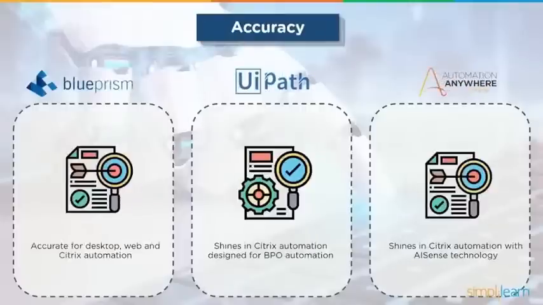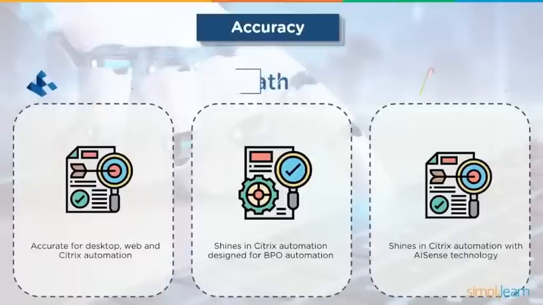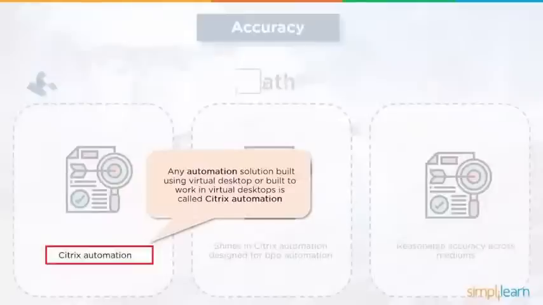The next feature is accuracy. Blue Prism is accurate for desktop, web, and Citrix automation. UiPath shines in Citrix automation designed for BPO automation. And Automation Anywhere shines in Citrix automation with AI Sense technology. Well, any automation solution built using a virtual desktop or built to work in virtual desktops is called Citrix automation.